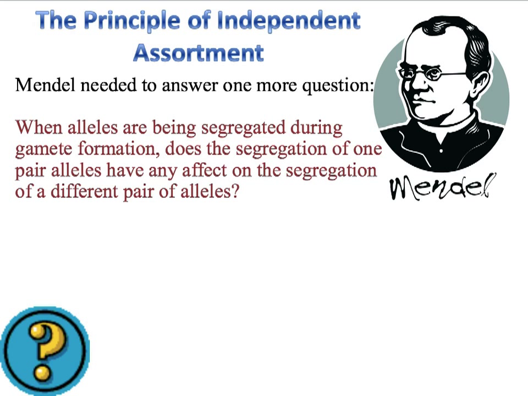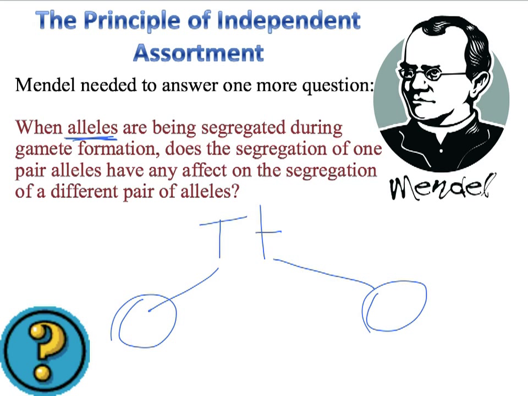Welcome back. The principle of independent assortment. Mendel needed to answer one more question. When alleles are being segregated during gamete formation, does the segregation of one pair of alleles have any effect on the segregation of a different pair of alleles? So if we break that down, alleles, remember, are the different choices of your traits. Like when we have the big T, little t, during meiosis, big T would go to one of those sex cells, sperm if it's a male, egg if it's a female, and little t would go to a different one during that separation. And so these are the gametes here.